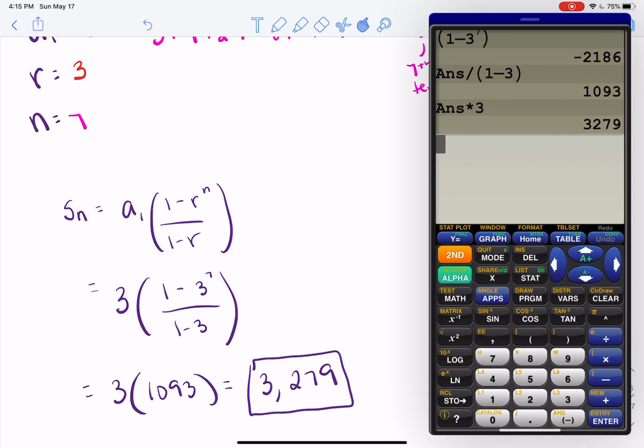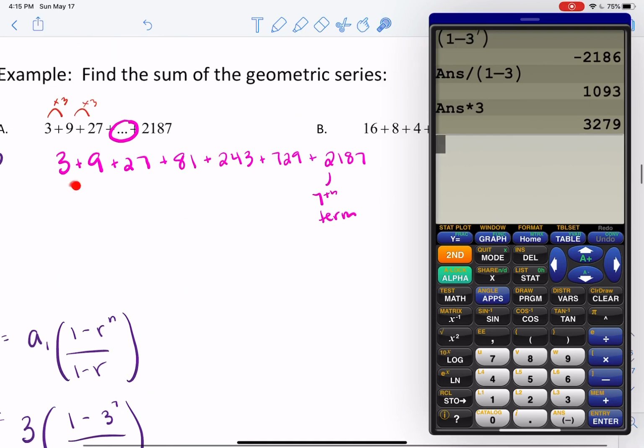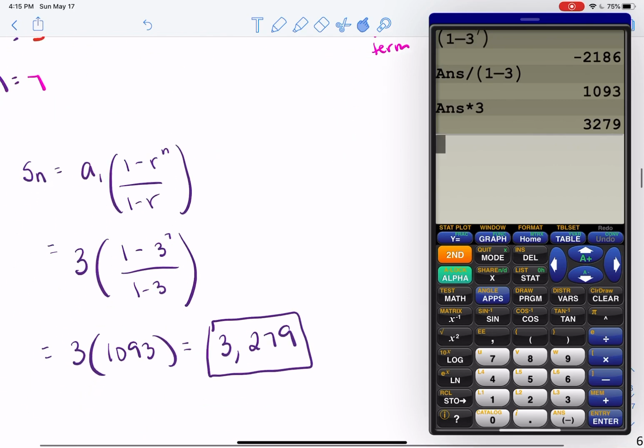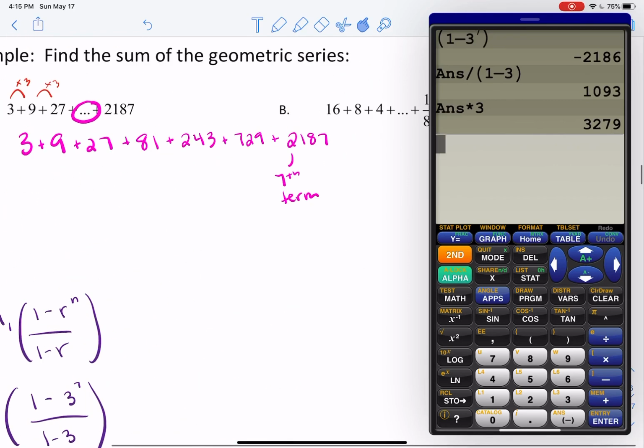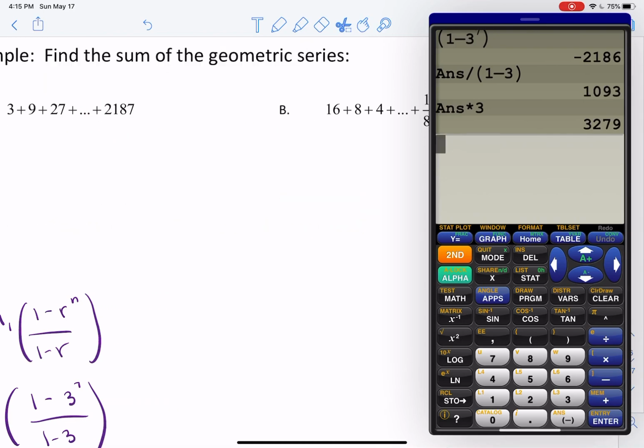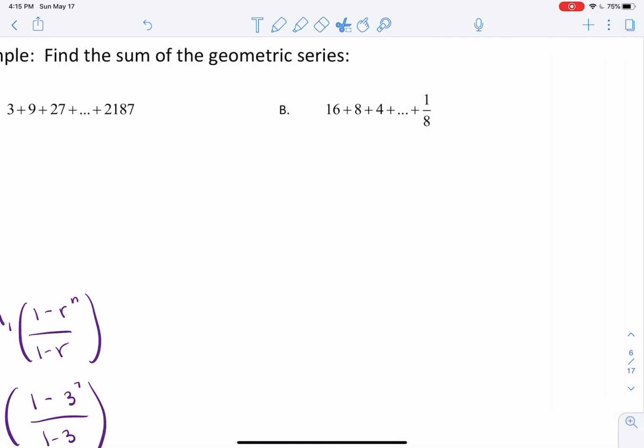Also, if you would have just added all these numbers together, 3 plus 9 plus 27, that would give you 3,279. So you could always check that way too. All right, so I'm going to get rid of that so I have room for the next problem.